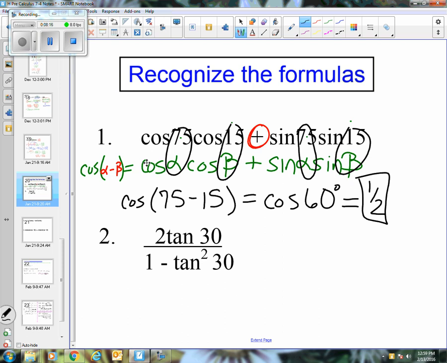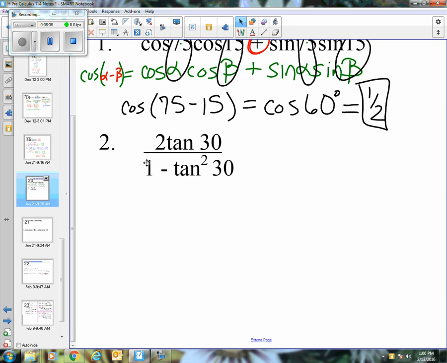Now, if you would have ended up here with something like, say, cosine of 57, well, couldn't have done anything with that. That's not a special value, but at least you got it down to a single function that we would be able to express. So if it's not a special value, still a better expression to work with, but if it is, we can actually do that. Okay, so I want to do the same kind of thing on this next one. See if you can figure out what formula is being applied. All right, so I'm thinking it looks kind of like this one.